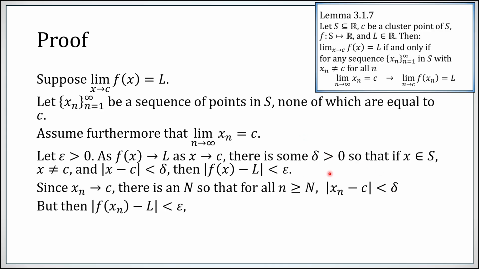Now, since xn minus C is less than delta, and remember, in our sequence, all of the points were in S, I now have points in S less than delta away from C. That guarantees f of them is less than epsilon away from L, because this was the limit we assumed here. In other words, f of xn is approaching L. For any positive epsilon, there is a cutoff point past which f of xn minus L is less than epsilon. That's the very definition that the sequence f of xn converges to L. So we've proved half of this lemma.